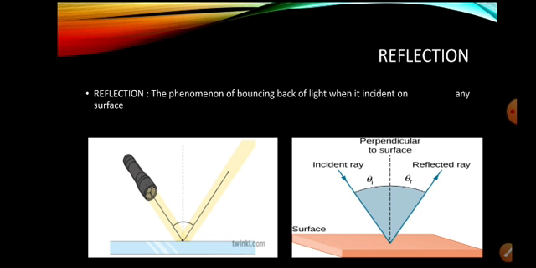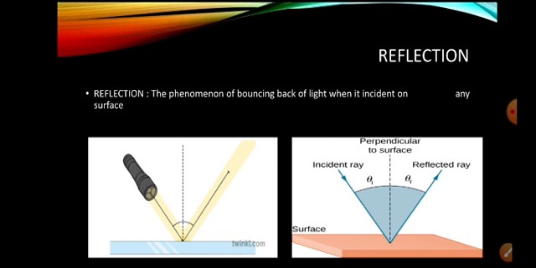First, reflection. Everyone is aware of reflection. We have been studying this concept from standard 7th and 8th. The phenomenon of bouncing back of light when it is incident on any surface is called reflection. For example, if you throw a ball at a wall, the ball is incident on the wall and then it comes back to you. The same case takes place with light also.